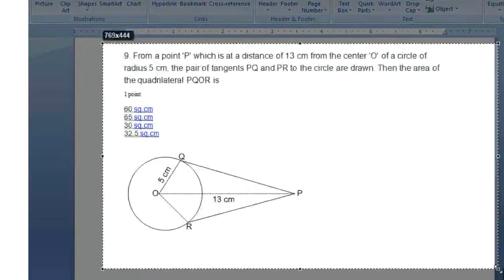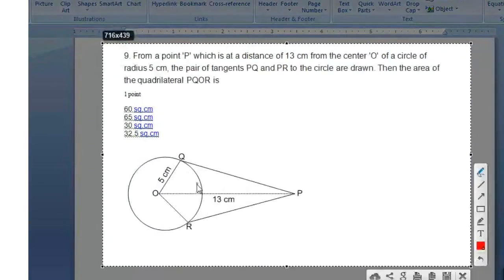So to find the area of the given quadrilateral, we have to find the area of triangle 1 and area of triangle 2. QOP is one triangle and OPR is another triangle. Based on the Pythagoras triad, 13, 5 and 12, 12 will be the length of the tangent. Here P is an external point, PQ is 12, PR will also be 12, because of the theorem which we already discussed: tangents drawn from an external point of a circle are equal.